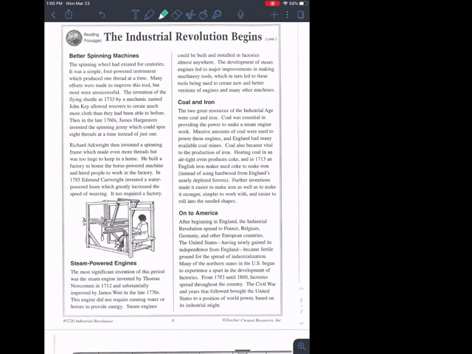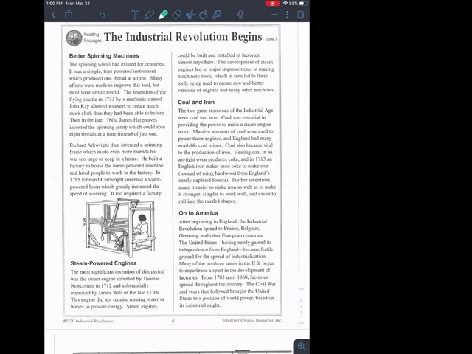The two great resources of the industrial age were coal and iron. Coal was essential in providing the power to make a steam engine work. Massive amounts of coal were used to power these engines, and England had many available coal mines. Coal also became vital to the production of iron.